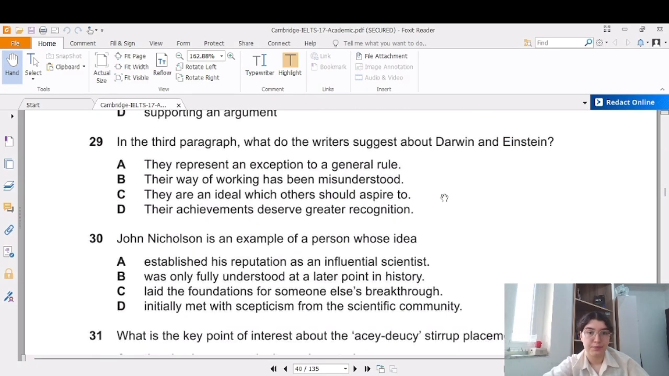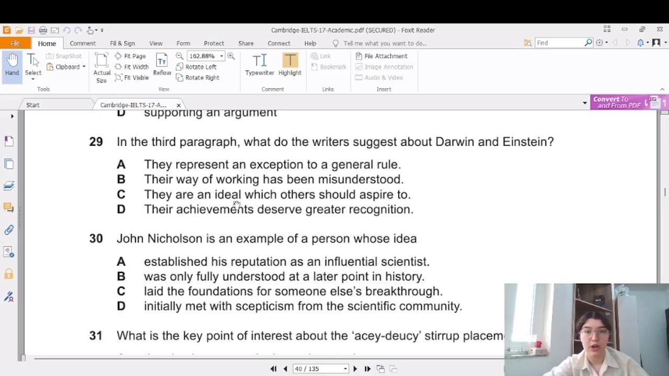Let's see. They represent an exception to a general rule. Maybe that would be a good answer to that. Let's read the other options. Their way of working has been misunderstood. They are an ideal which others should aspire to.